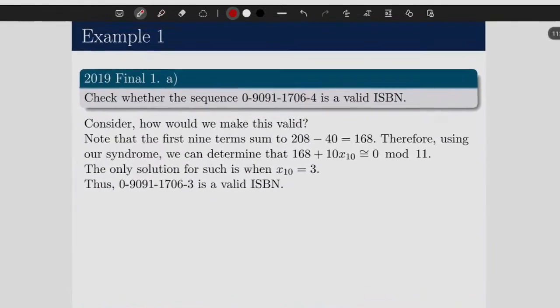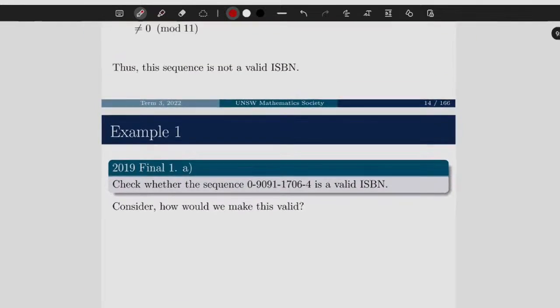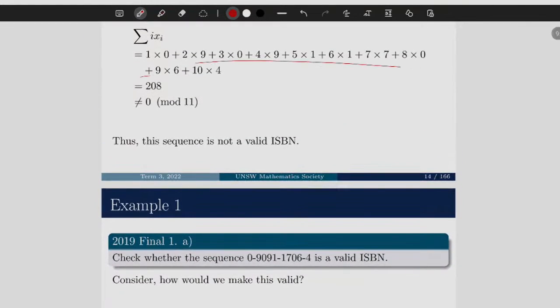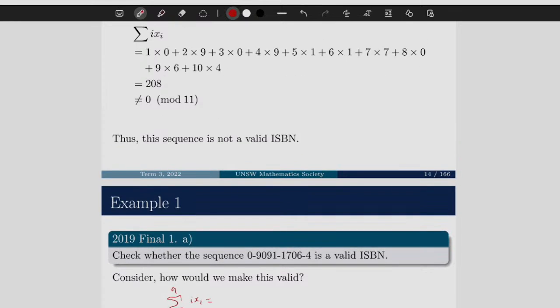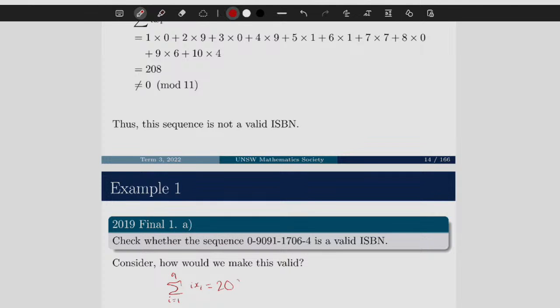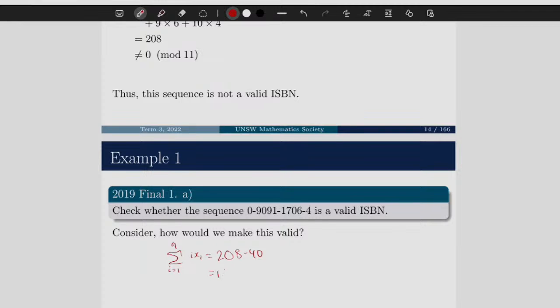Well, I'm going to do the working out here. Going through this working out, you can already easily see that the sum of the first 9 numbers, so the sum from i equals 1 up to 9 of i times x_i, is going to equal 208 minus 40, because I'm just subtracting that last term. And that's going to leave me with 168.